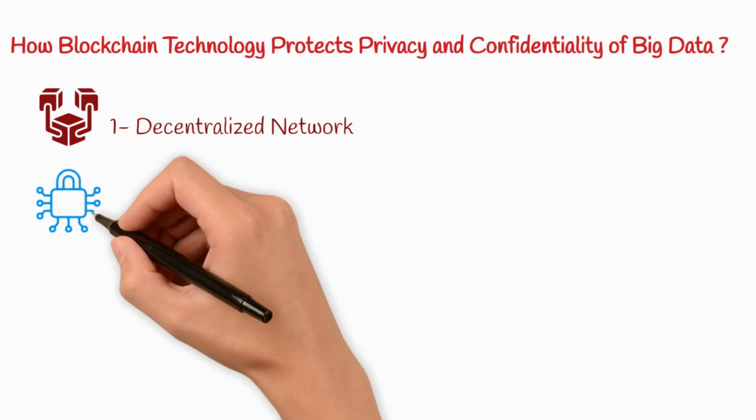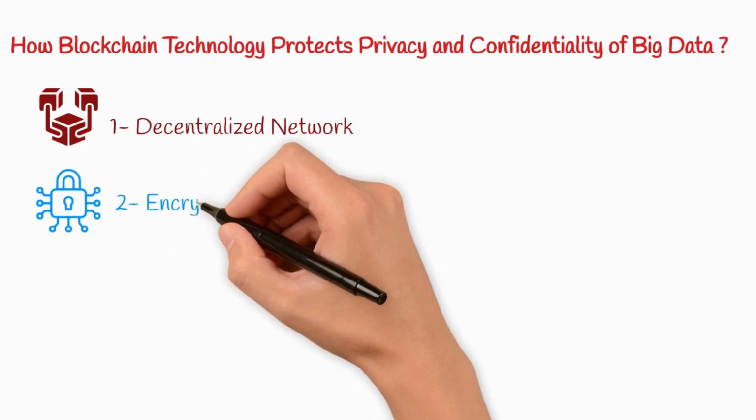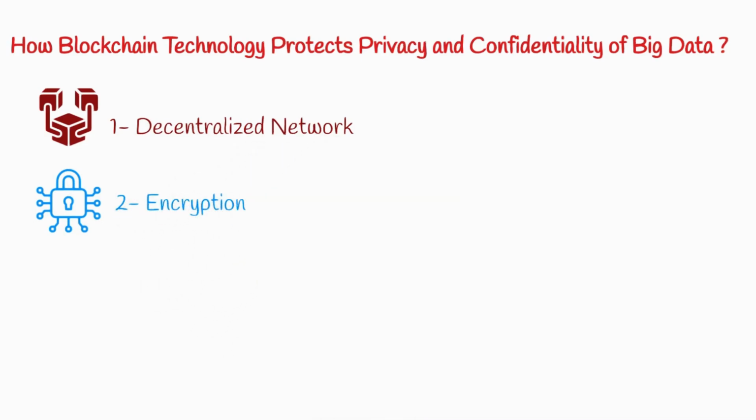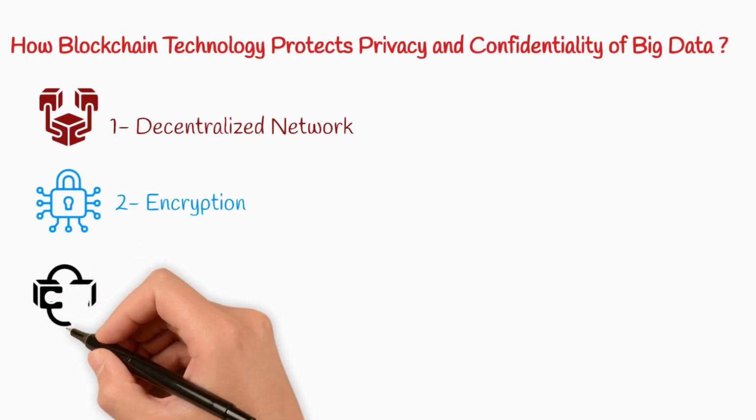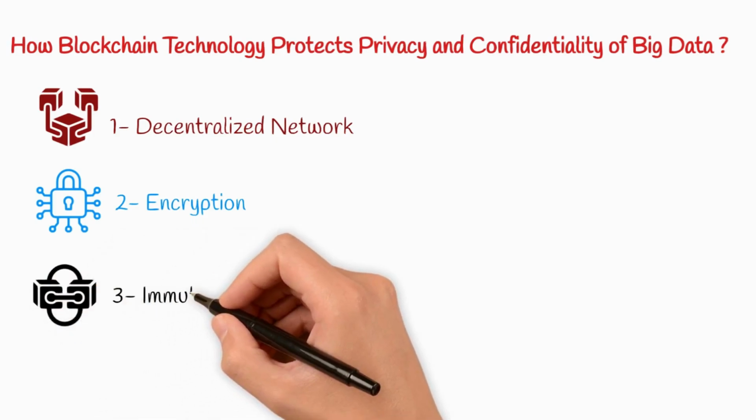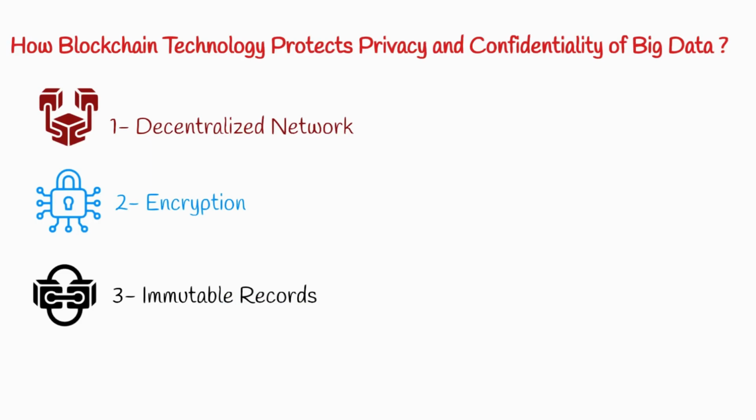Second, strong encryption secures the data. Only authorized users can decrypt and access the information, ensuring that it remains private and confidential. Third, blockchain creates immutable records. Once data is added, it cannot be changed or deleted. Each record is linked to the previous one, forming a secure chain that makes tampering nearly impossible.